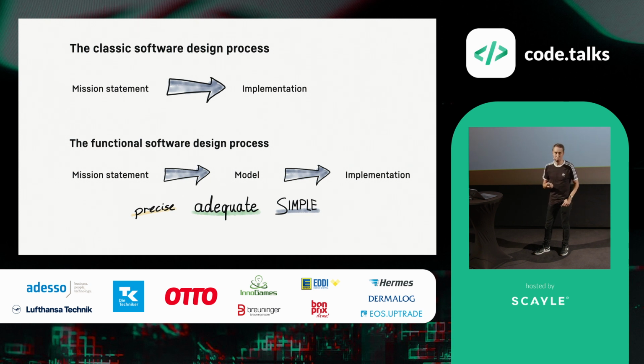Precision is sort of given by it being mathematical, in a formal language. Adequate, of course, it has to have a relation to the actual problem. And simple, it has to be simple because the stakeholders involved probably don't have a lot of time dedicated to your specific project. So the communication has to be very dense, and a simple model allows for that.